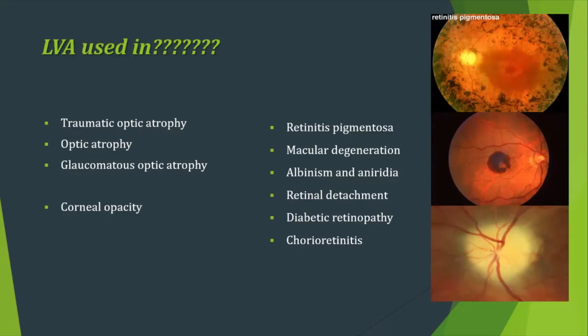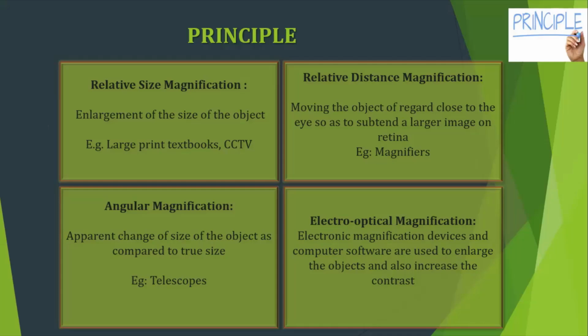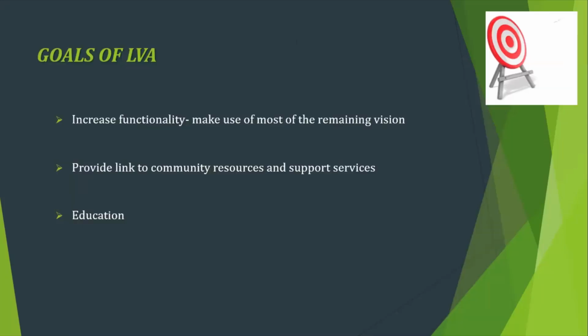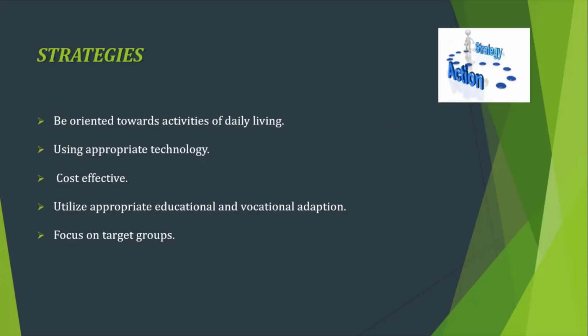low. The main principle is either you have to enlarge the size of the object, or bring the object close to the patient, or change the apparent size of the object, or use an electronic device or computer software to enlarge or improve the contrast of the object for the patient. So the main goal of LVA is to increase the functionality of the patient, provide links to community resources and support services, and educate the patient about the LVA.